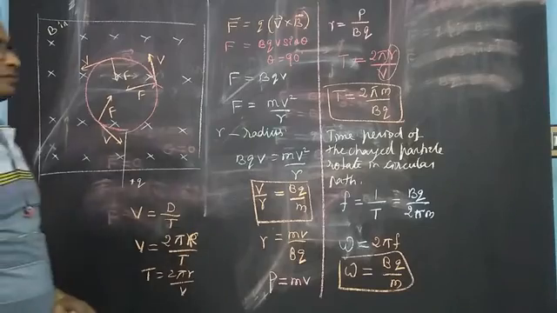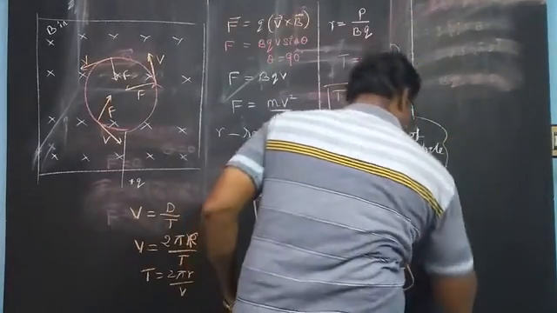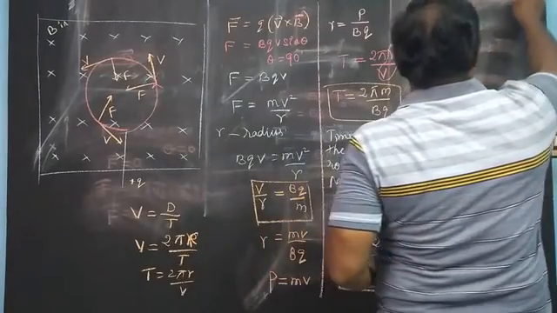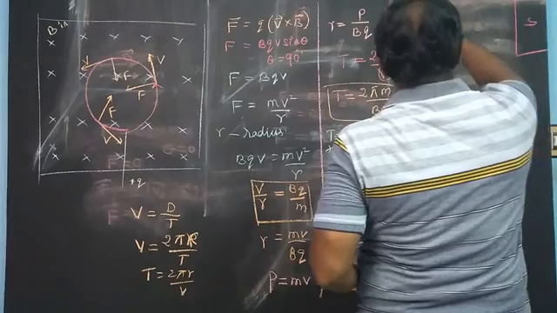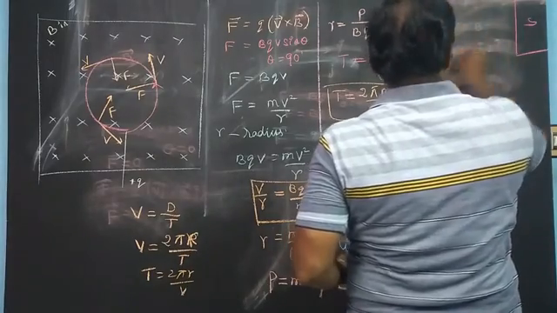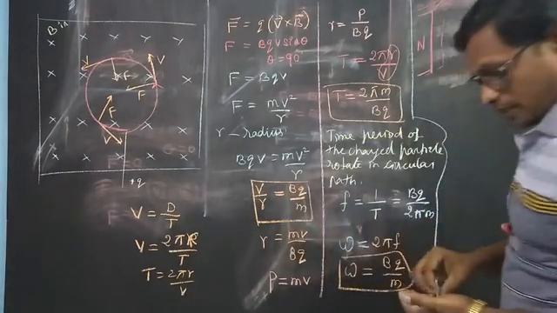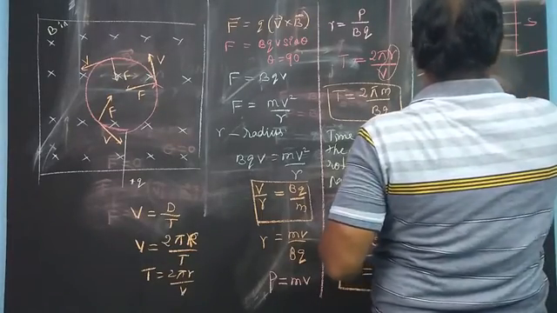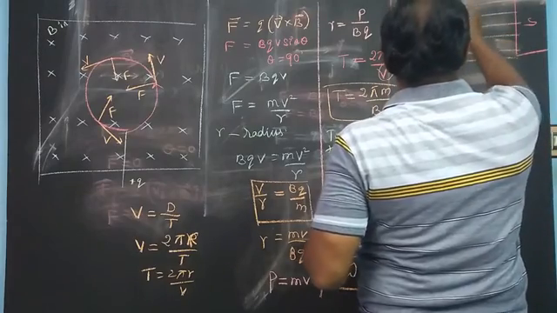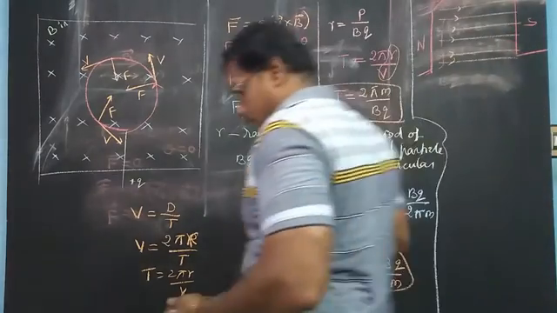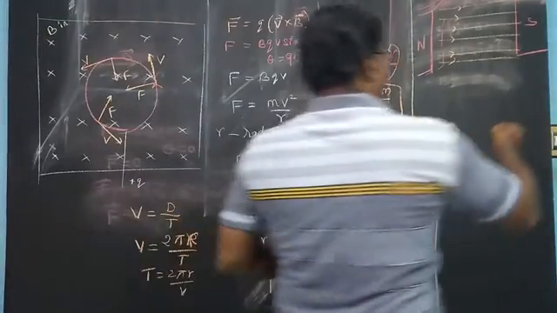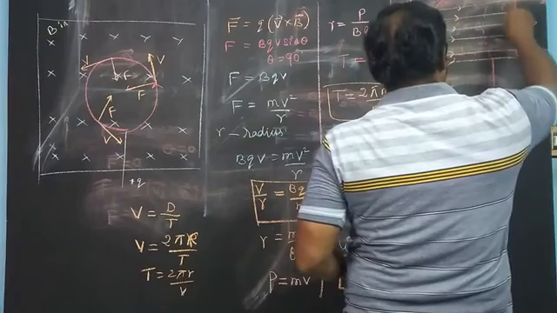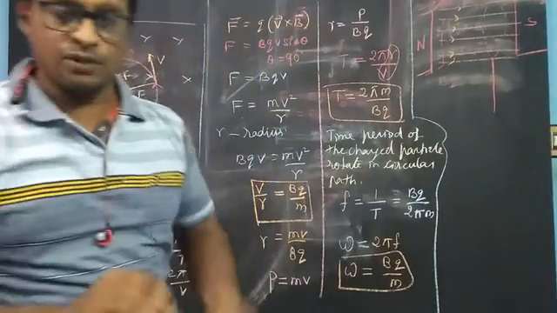Actually what happened? Consider this is the north pole of a magnet and this is the south pole of a magnet. The magnetic lines of force go from north pole to south pole. This is the direction of magnetic lines of force. Now a charged particle enters here. What is actually happening? According to our concept, it may attain a circular path, but actually that does not happen.